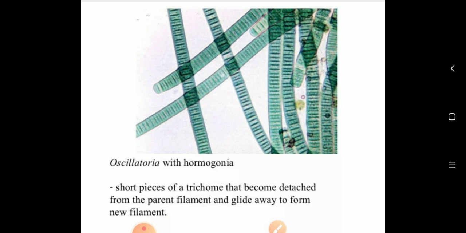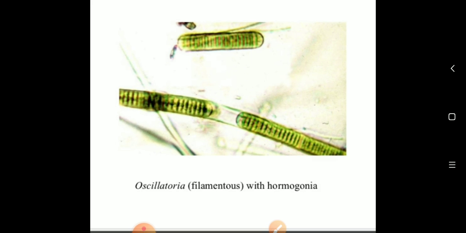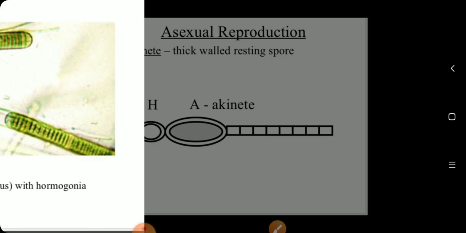Here Oscillatoria is showing hormogonia. Now what are hormogonia? They are short pieces of trichomes that become detached from the parent filament and glide away to form new filaments. As we can see, the parent cells show how hormogonia form.